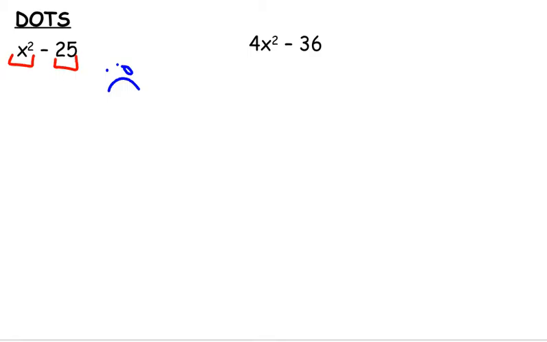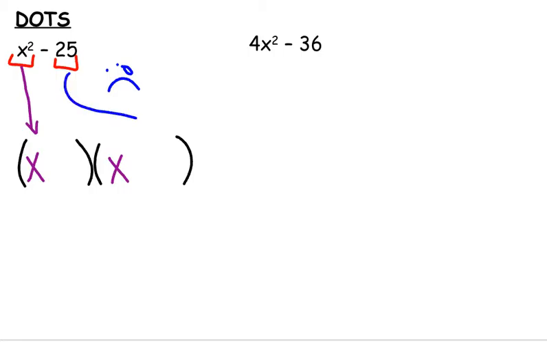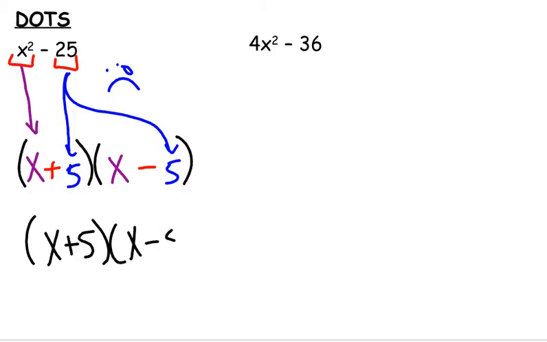What ends up happening is, yes, you do ultimately take the square root of things, but you're taking the square root of this x squared, and it's going in two places. And you're taking the square root of this 25, and it's going in two places. So you got a 5 here and a 5 here, and then, of course, the magical plus minus. So your answer should be x plus 5 times x minus 5.